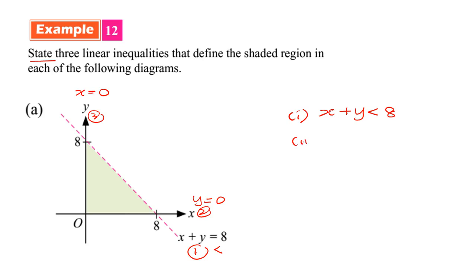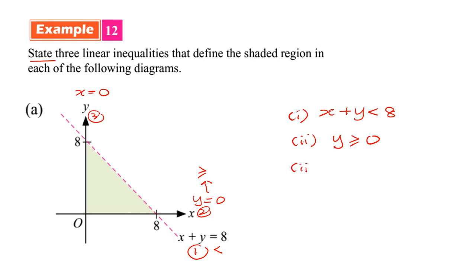The second, y is equal to 0. The shaded region is above this line. The line is a solid line, so we have to change the equal sign to greater than or equal to. So the second answer is y is greater than or equal to 0.